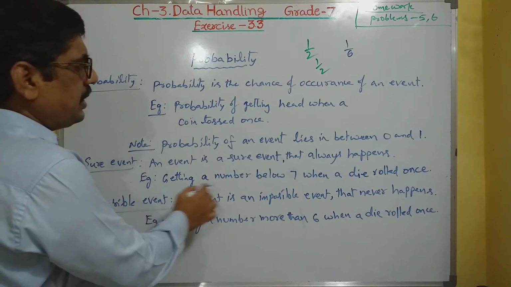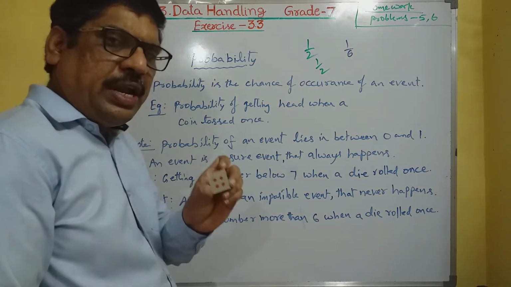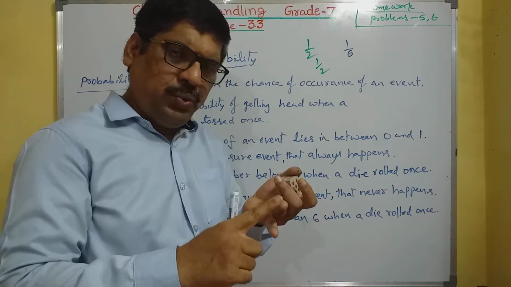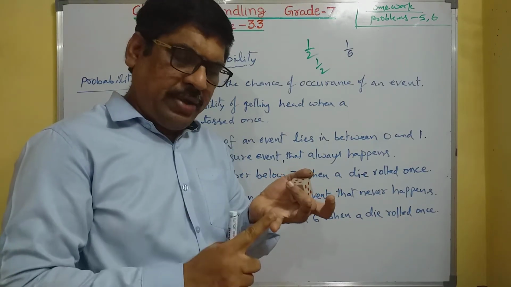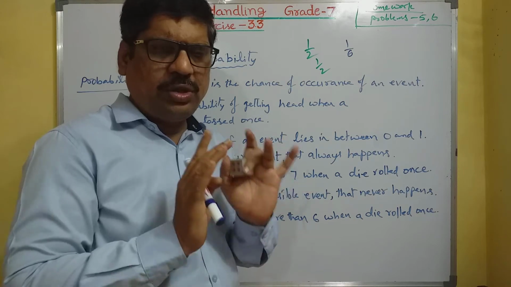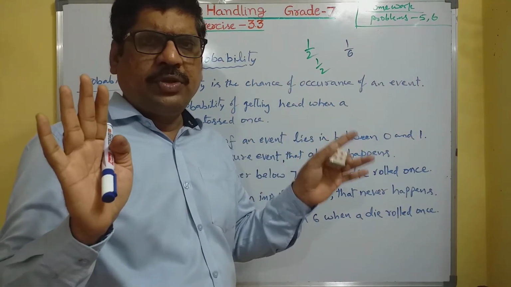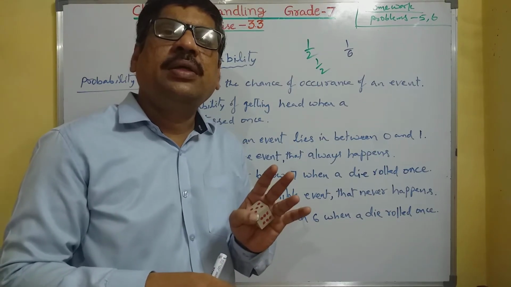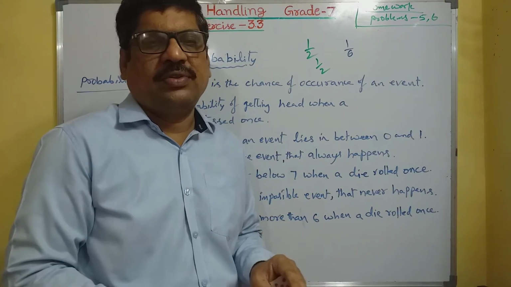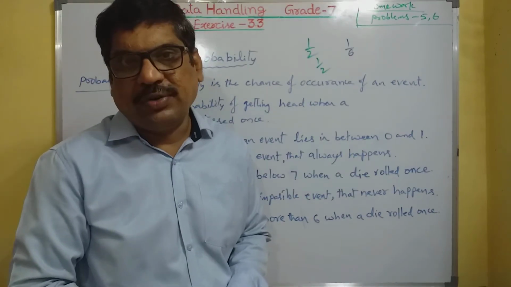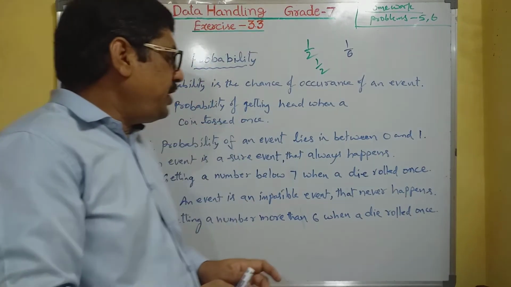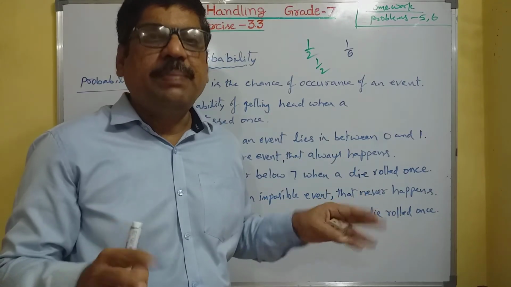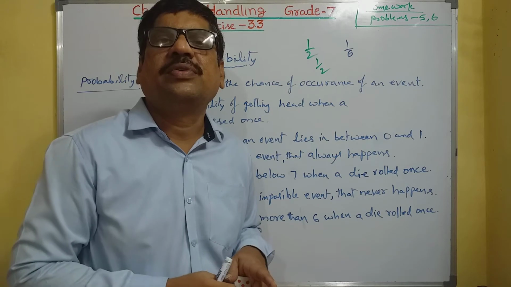Of course, see, getting a number below 7. So we definitely get a number below 7. That means you may get either 1 or 2 or 3 or 4 or 5 or 6. So that is for sure. Okay. So sun rises in the east. Does it happen every day? Is it a sure event? Yes. Such events we can call sure events. And in the same way, an event which never happens, which is impossible, is called an impossible event.